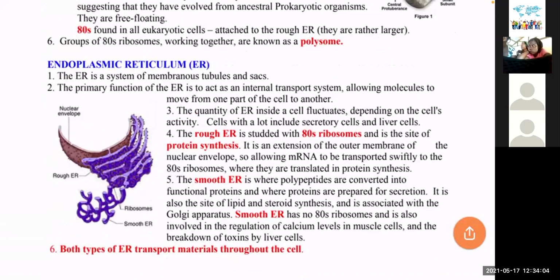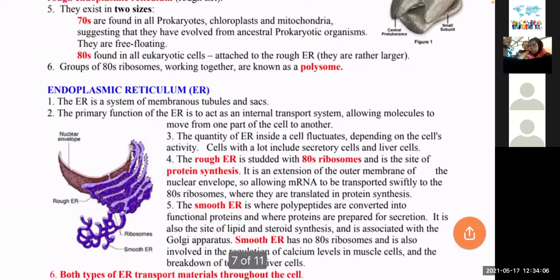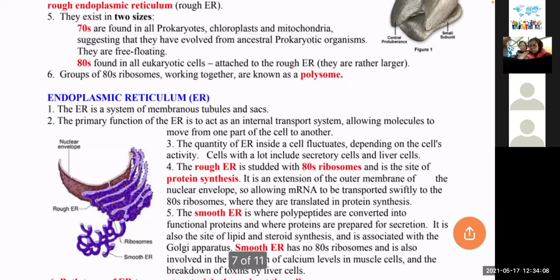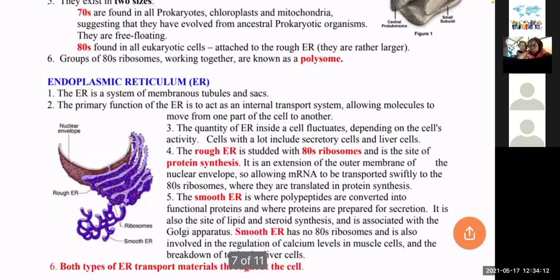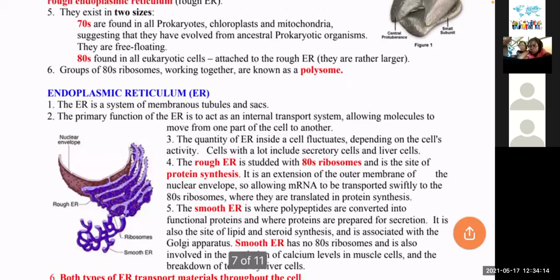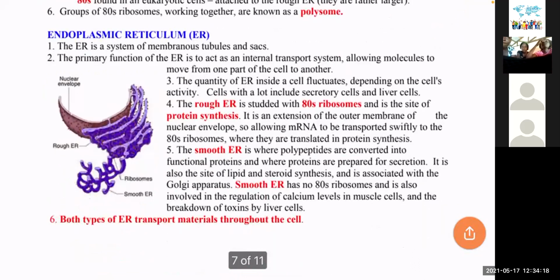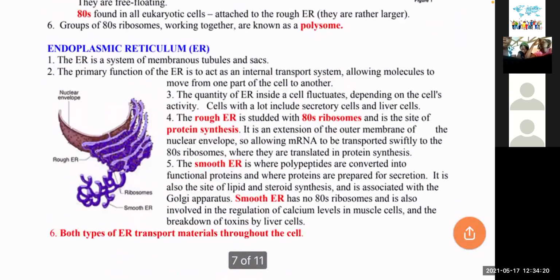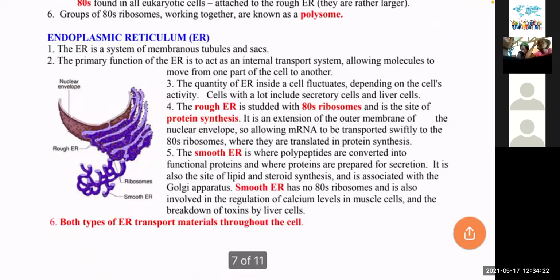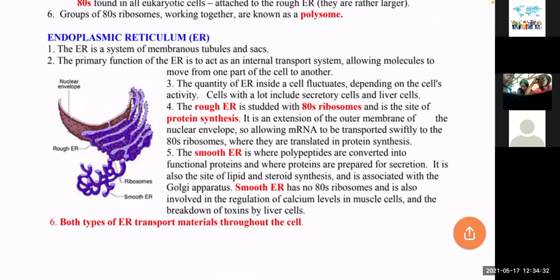Anyone? I think they both are involved in the transportation of substances. Exactly. Excellent. They both transport materials throughout the cell. They are both involved in the transportation of materials in and out of the cell. Brilliant. So we talked about the Golgi.